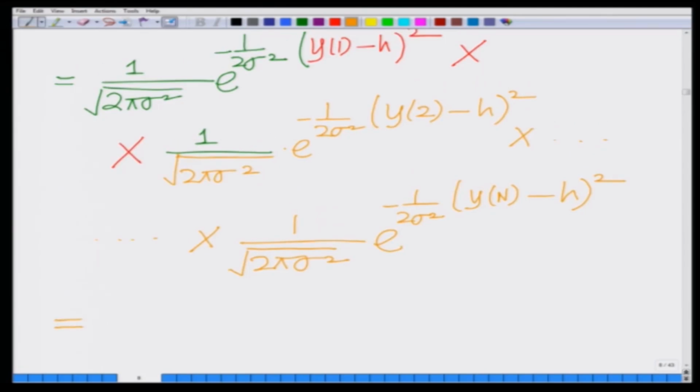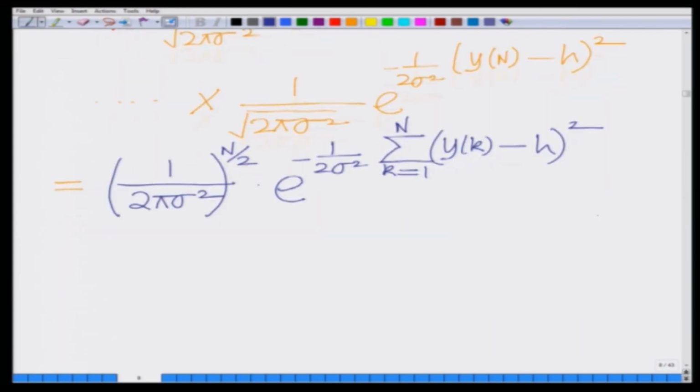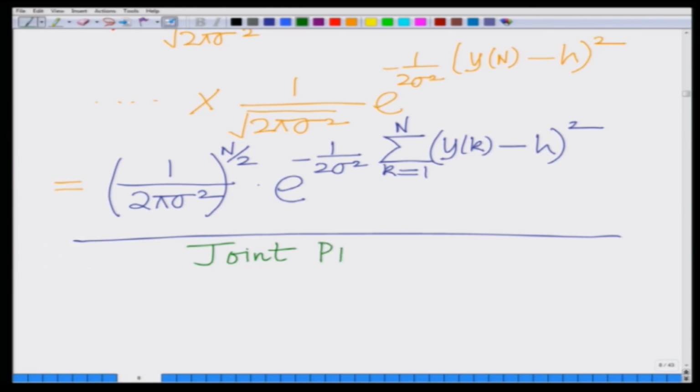And now, simplifying this product, you can clearly see that this is given as, collecting the 1 over the square root of 2 pi sigma square terms, 1 over 2 pi sigma square raised to the power of n by 2 e raised to minus 1 over 2 sigma square summation, all the terms in the exponent will add up, k equals 1 to n yk minus h whole square, and this is your joint probability density function, the joint PDF of the observations y1, y2 up to yn.